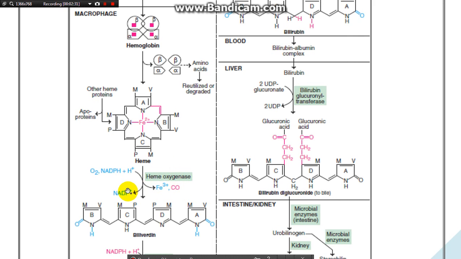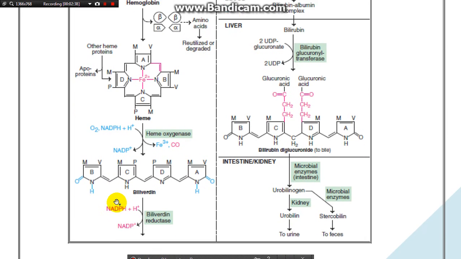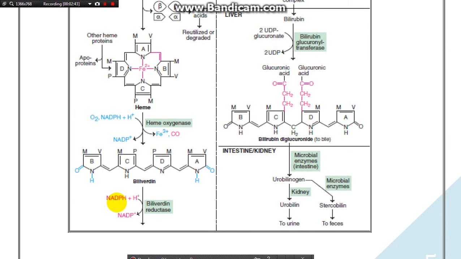carbon monoxide, and liberation of biliverdin. Biliverdin is reduced by the biliverdin reductase enzyme, in the presence of NADPH with H plus, and is converted to bilirubin by reduction of this carbon atom, adding hydrogen to convert it to methylene and give bilirubin. The bilirubin differs from biliverdin only in that at this position two hydrogen atoms are added to this bridge, converting biliverdin to bilirubin.